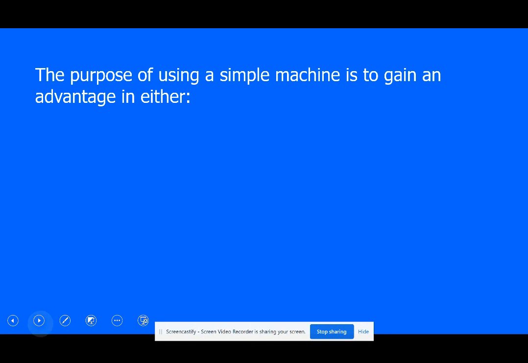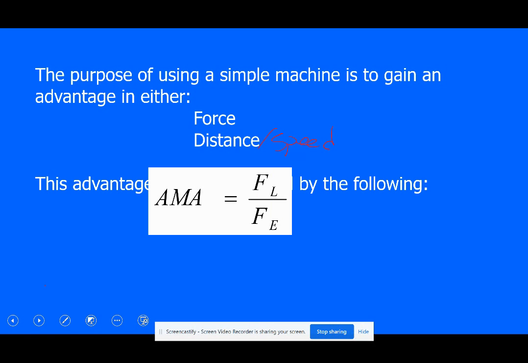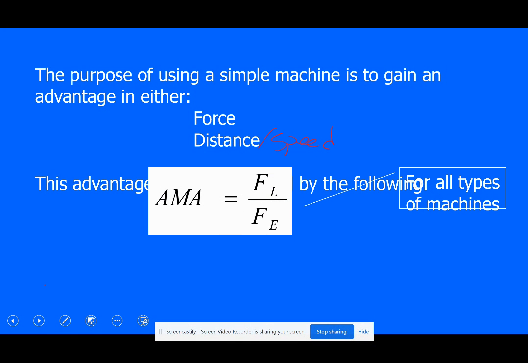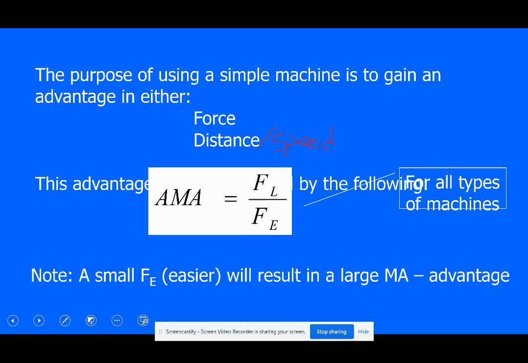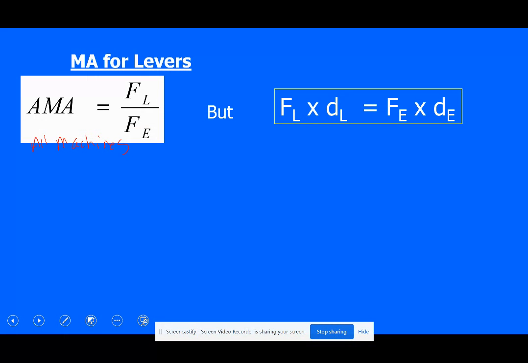The purpose of using any simple machine is to gain an advantage in force or distance/speed. And we can calculate that advantage by finding the AMA or the IMA. As a matter of fact, I'll skip over that. This formula, actually, let's just go to the next slide here. This formula here works for all machines. It's always the ratio of the load force over the effort force. So it'll just keep coming up every machine that we do.